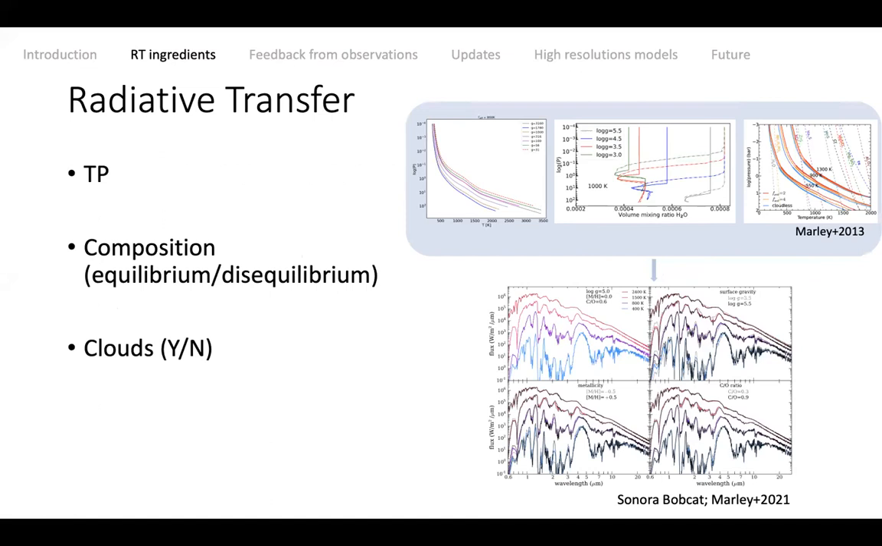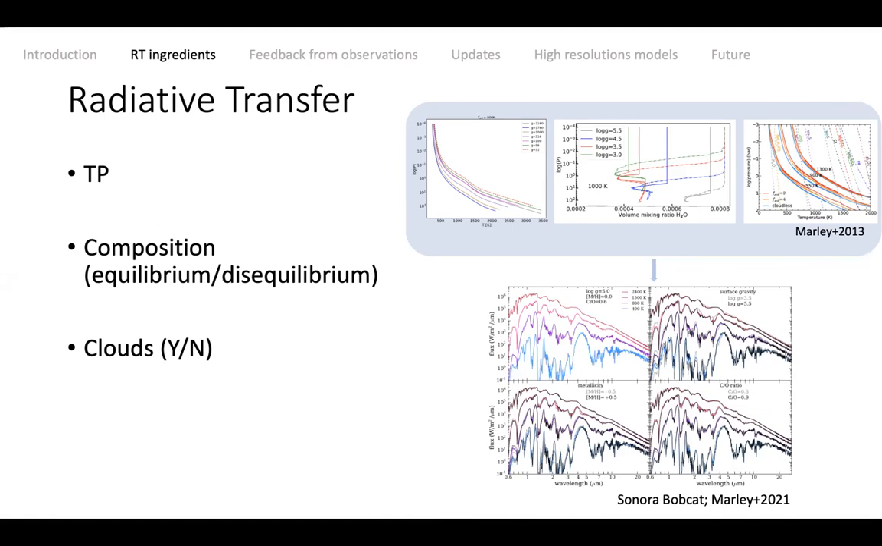So for all of you that have been following this week of the workshop, I'm pretty sure by now you know how radiative transfer goes. The same thing is true for brown dwarfs. We need a temperature pressure profile and the composition we're putting in our atmosphere. We can choose if we want to have clouds or not. Then we use this as input in a radiative transfer code, like Picaso. And then we produce our amazing spectra, like you see here, the Sonora Bobcat spectra published this summer by Marley and collaborators. And then we start fitting them to our data.